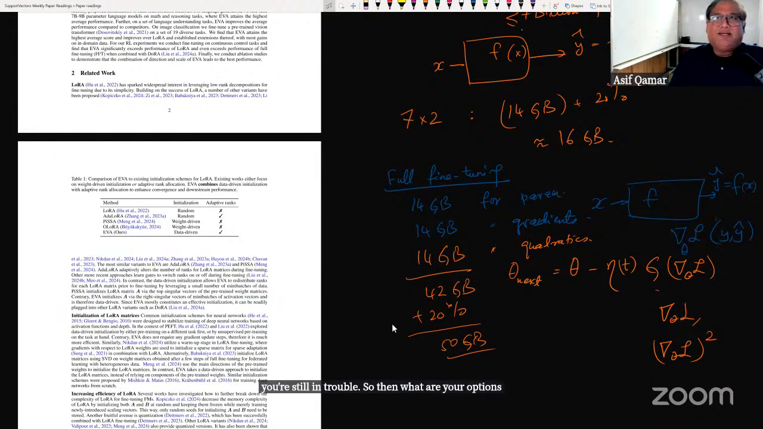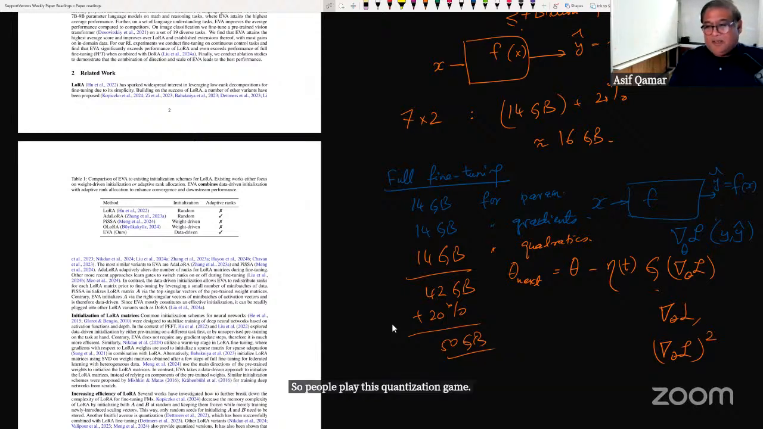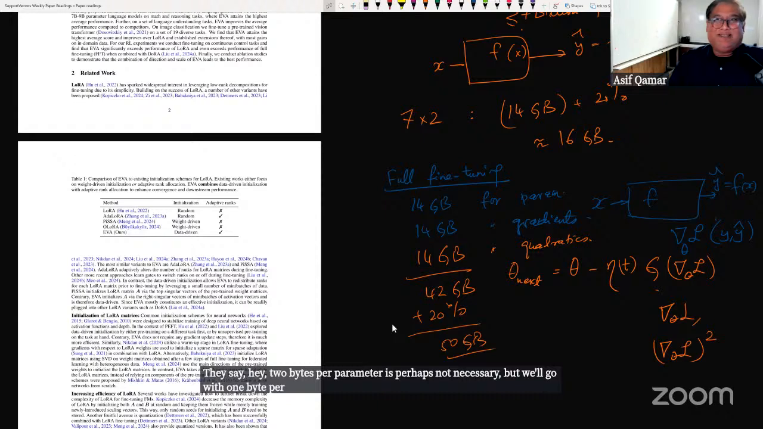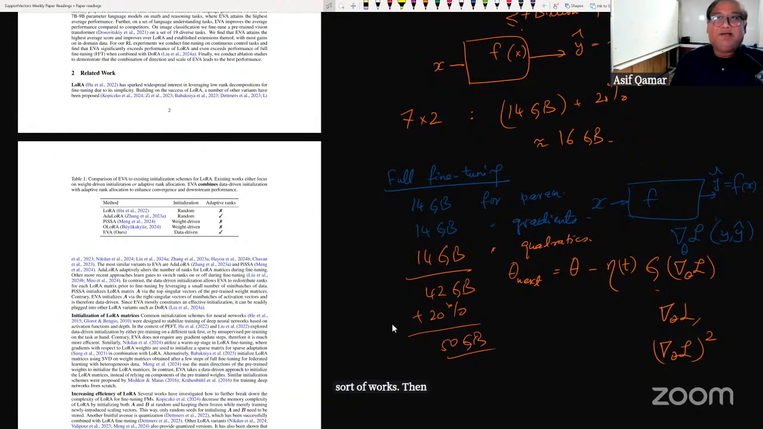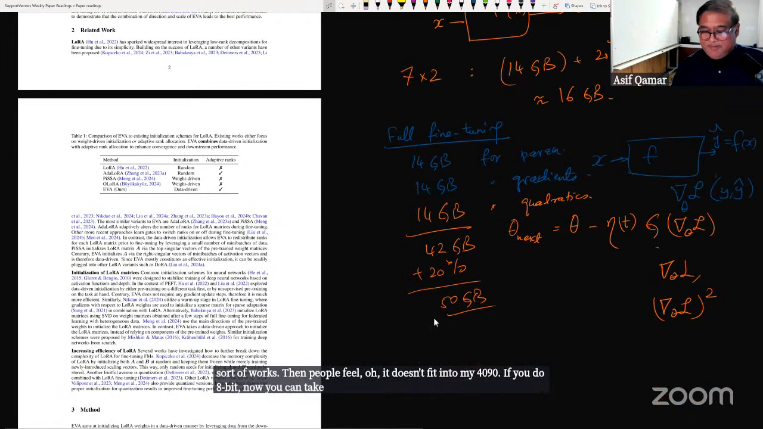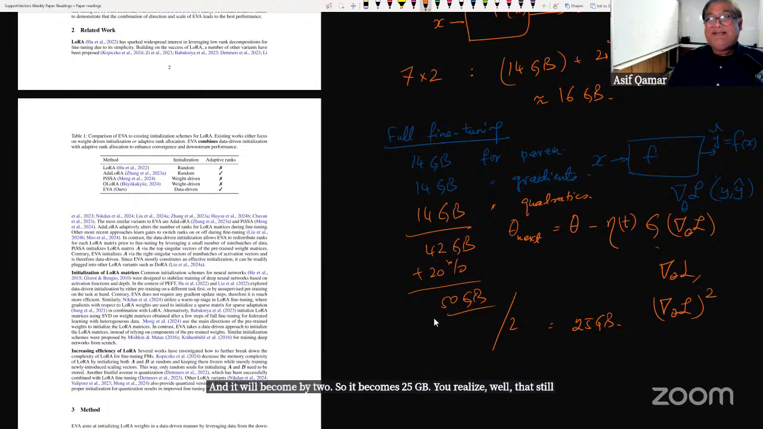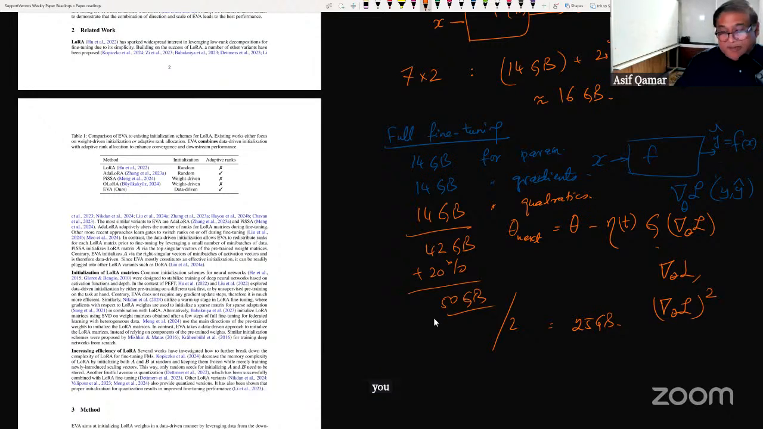You can go about quantizing. So people play this quantization game. They say, hey, 2 bytes per parameter is perhaps not necessary. We'll go with 1 byte per parameter, 8-bit quantization. Sort of works. Then people feel, oh, it doesn't fit into my 4090. If you do 8 bits, now you can take half of it, so it becomes 25 GB. You realize, well, that still doesn't fit into your 4090. You say, what do I do now? Maybe I'll go down to 4 bits. So you go to 4 bits.